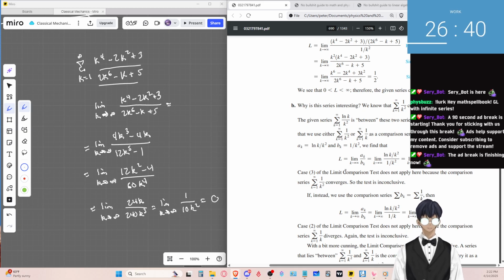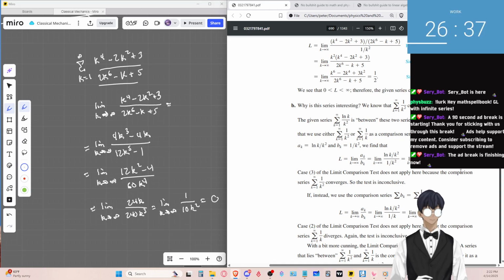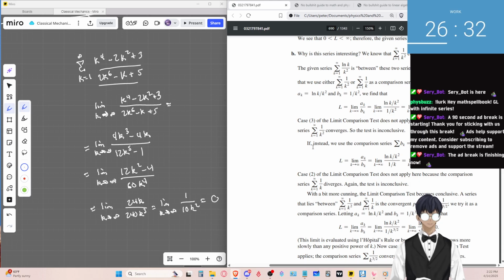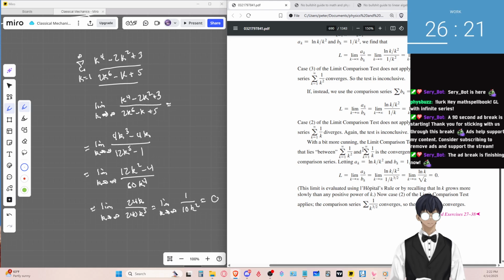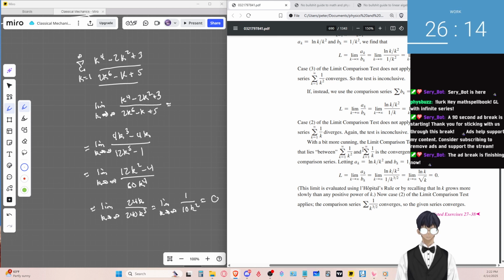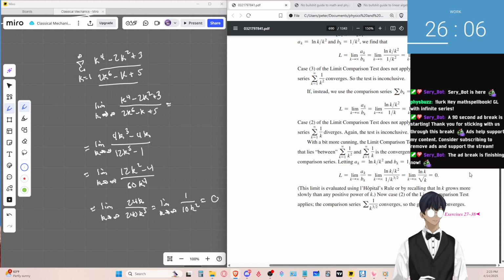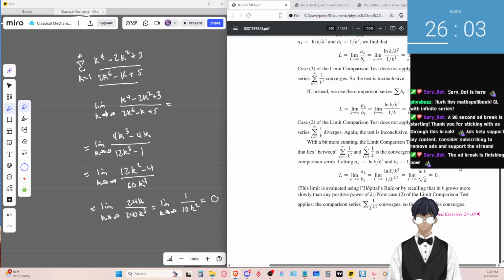Let's see, case 3 does not apply here because the comparison with the series converges, so the test is inconclusive. If instead we use the comparisons, then... Oh, okay, so you can get an inconclusive with these tests. A bit more cunning becomes conclusive. That's a pretty interesting one.